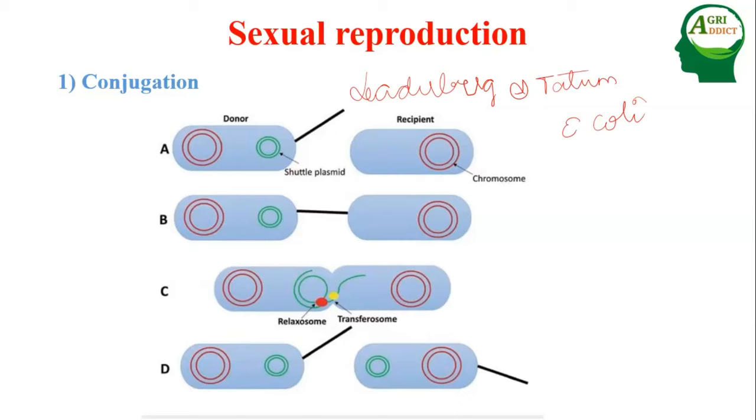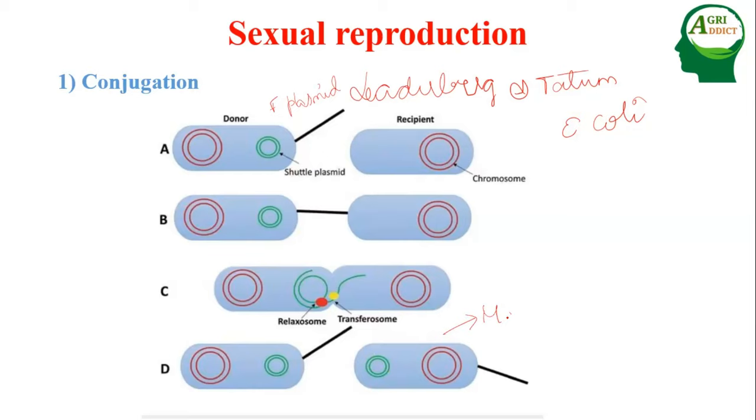So here, actually, this is the donor, which means it is a male, whereas recipient means female. This green color you are observing is the F plasmid, or fertility plasmid, we say. So this is present in the male or donor. This F plasmid will start dividing and multiplying, and it reaches into the female. Once this fertility factor reaches the female, this female will get converted into male.